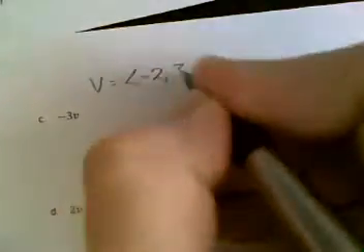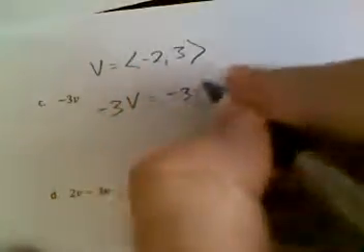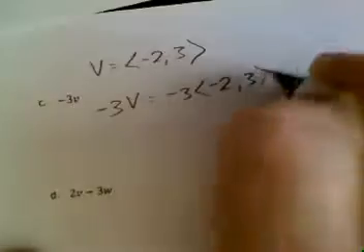Let's go ahead and look at C. C is negative 3 times V. I'm going to write down what V is real quick so I don't forget it. On the previous page, it's negative 2 comma 3. So if I'm doing negative 3 times that, negative 3 times V is really negative 3 times this thing.